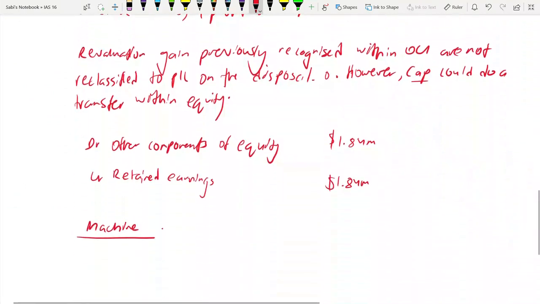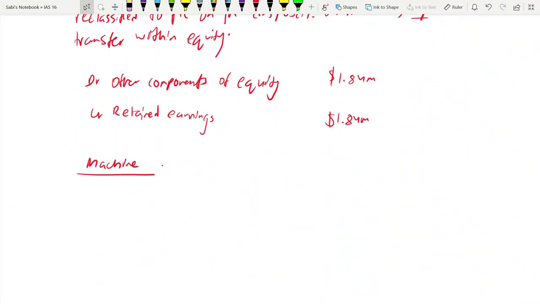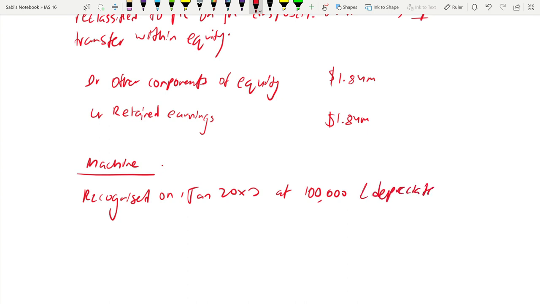So quickly, first paragraph is very easy. Just write the cost and the depreciation. Same way you have done for building, same way you have to do for machine. You have to start your answer like that. Initial recognition. So the machine would be recognized on 1st of Jan 2003 at cost, already they have given you the cost, 100,000, and depreciated over 10 years.